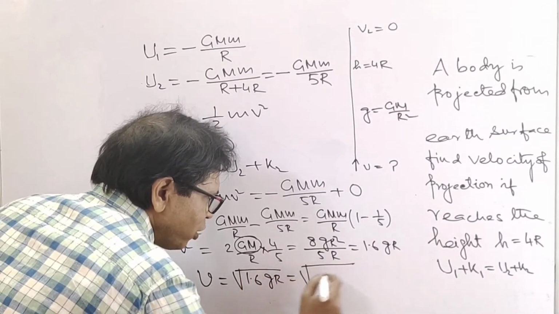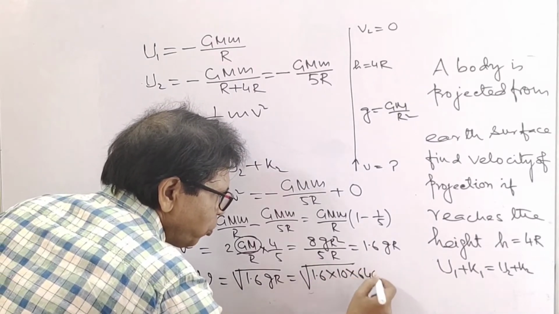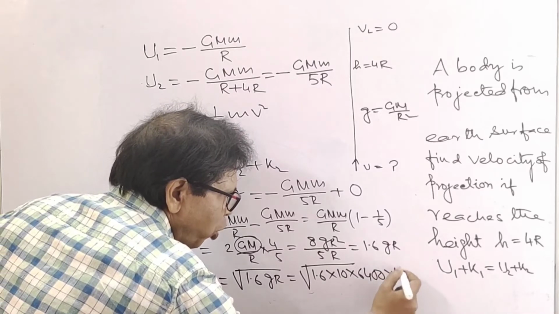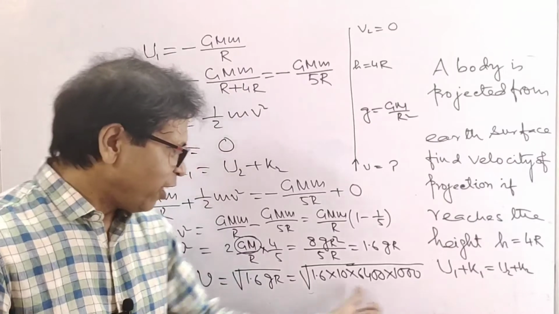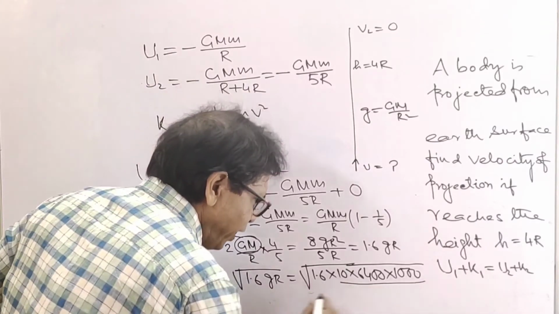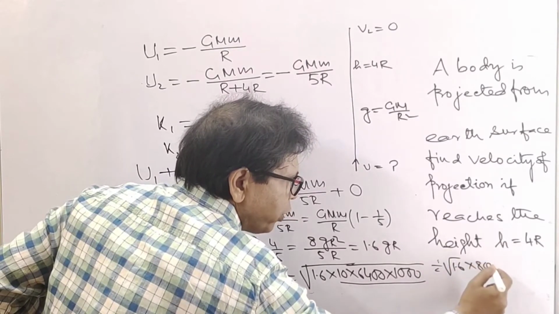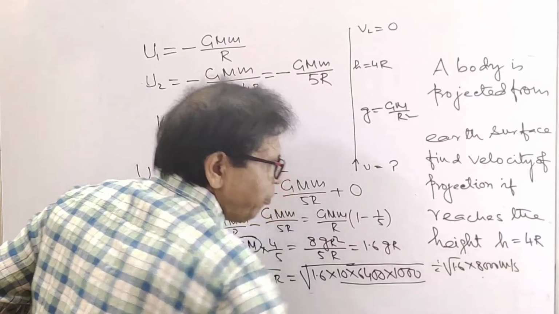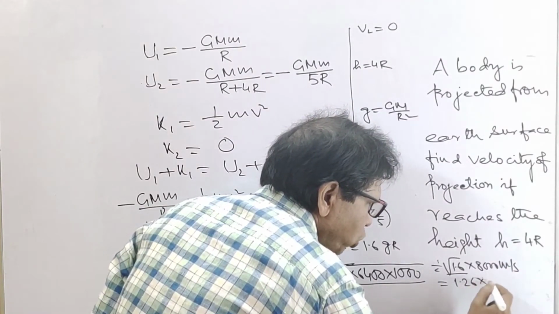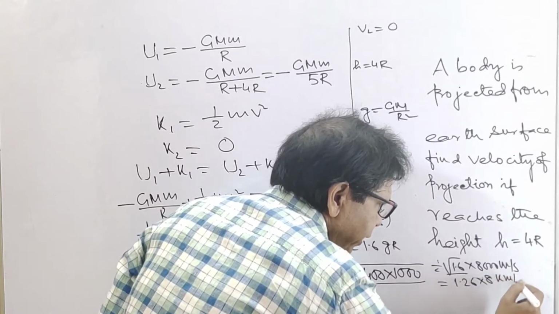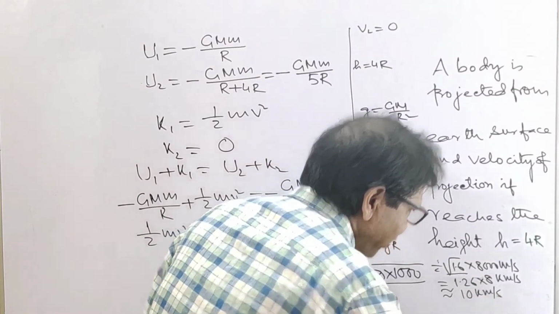Look at this, this is 1.6 into g, which is 10, and R is 6400 kilometer. It should be converted into meter, so we multiply by 1000. Now look at this, this is root over 1.6 into 8000 meter per second. Now root over 1.6 means 1.26 into 8 kilometer per second. So velocity of projection is almost 10 kilometer per second.